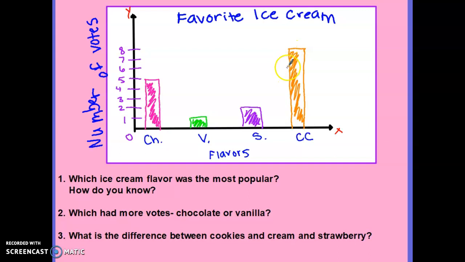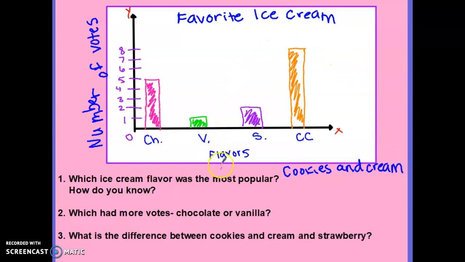So now it's just a matter of comparing those numbers and seeing which one is bigger. Well, I know that 8 is bigger than 5, 1, or 2. So 8 is the most. So which ice cream flavor was the most popular? I'm going to say cookies and cream.